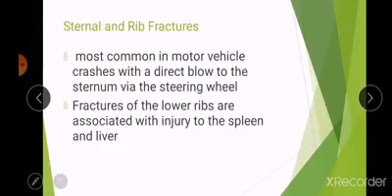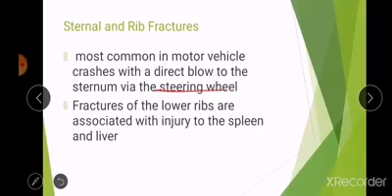So, under your blunt chest trauma is your sternal and rib fractures. Is most common in motor vehicle crashes. Yan, sabi ko nga, by your steering wheel. Yung ginagamit mo sa pag-drive, yung manibela. So, that's your steering wheel.